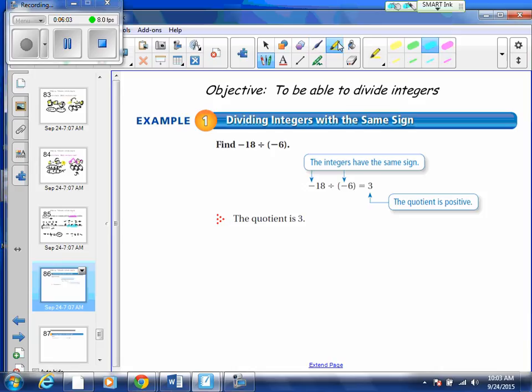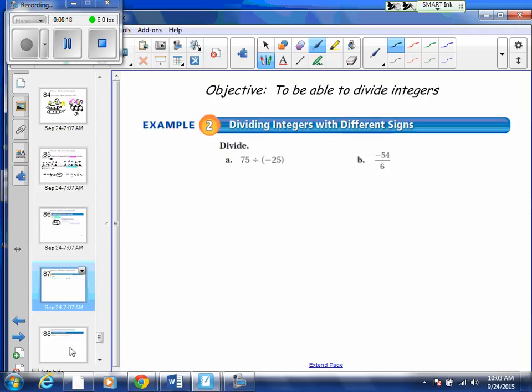Dividing integers with the same sign. So here we have negative 18 divided by negative 6. All right, they have the same sign, a negative and a negative. So if I multiply or divide two things with the same sign, I always get a positive answer, and 18 divided by 6 is 3.